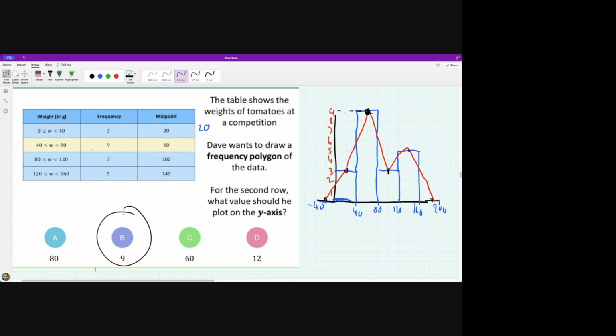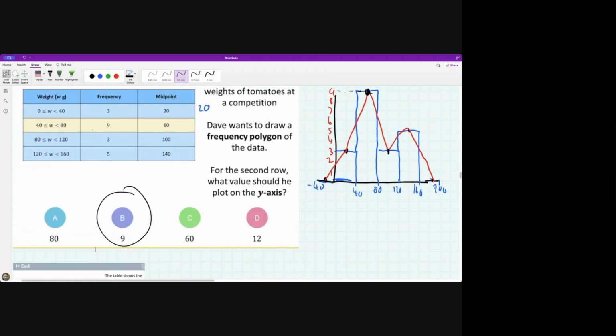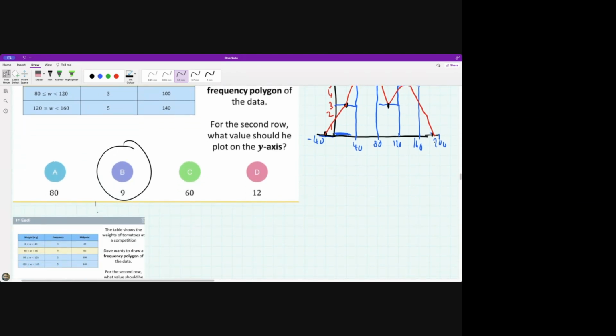Give me a thumbs up if you understood that. Give me a thumbs down if you didn't understand where the 9 came from. Because that was quite a tricky question, but you kind of saw how I made my histogram and then could have sort of worked out the question. Okay, let's do another one.